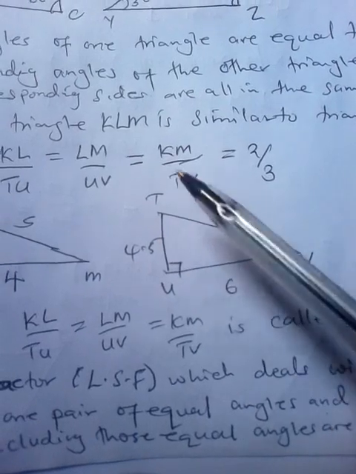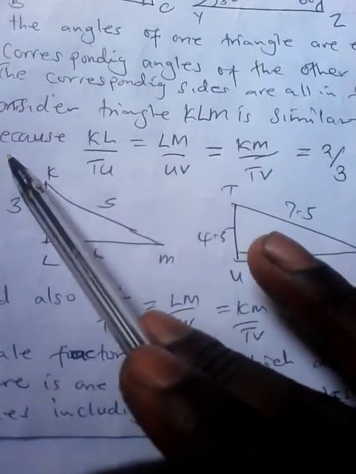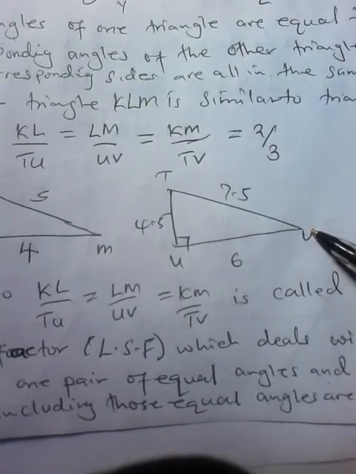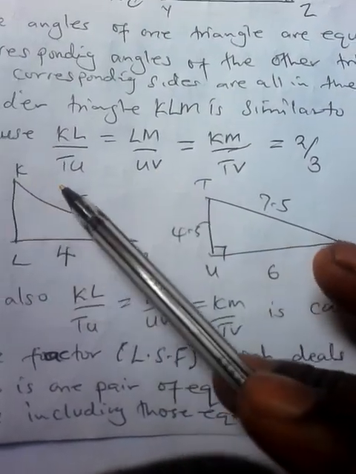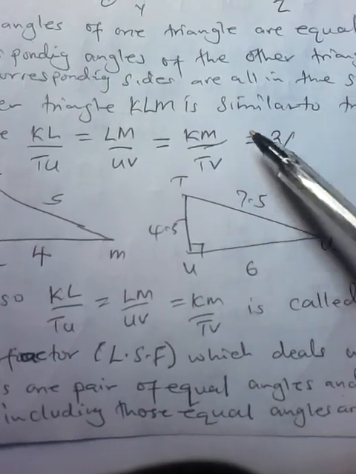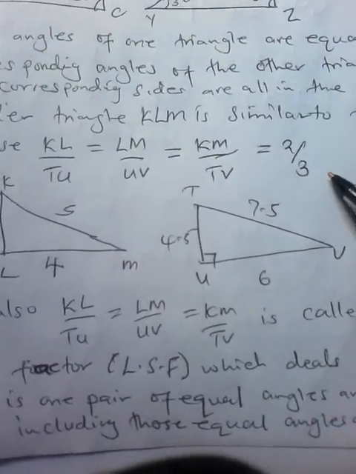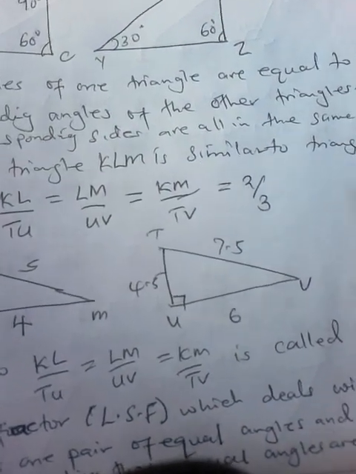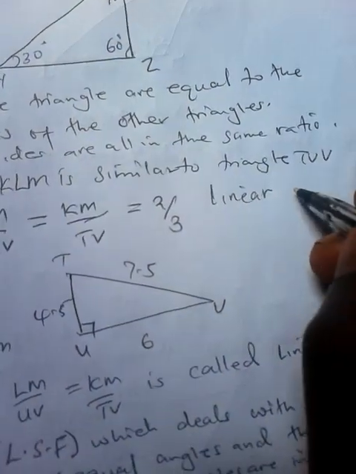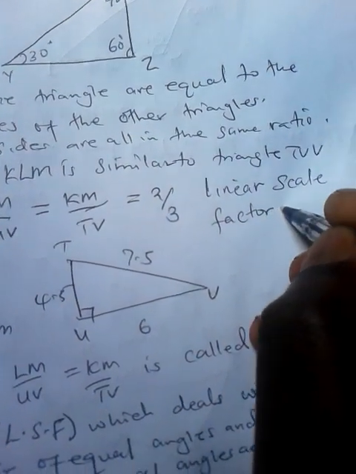If we divide, we get the same answer as KM of the first triangle divided by TV of the second triangle. If we take KM as 5 and divide by TV as 7.5, we get the same answer. So we get 2 over 3. This 2 over 3, we give it a name. We name it the linear scalar factor.